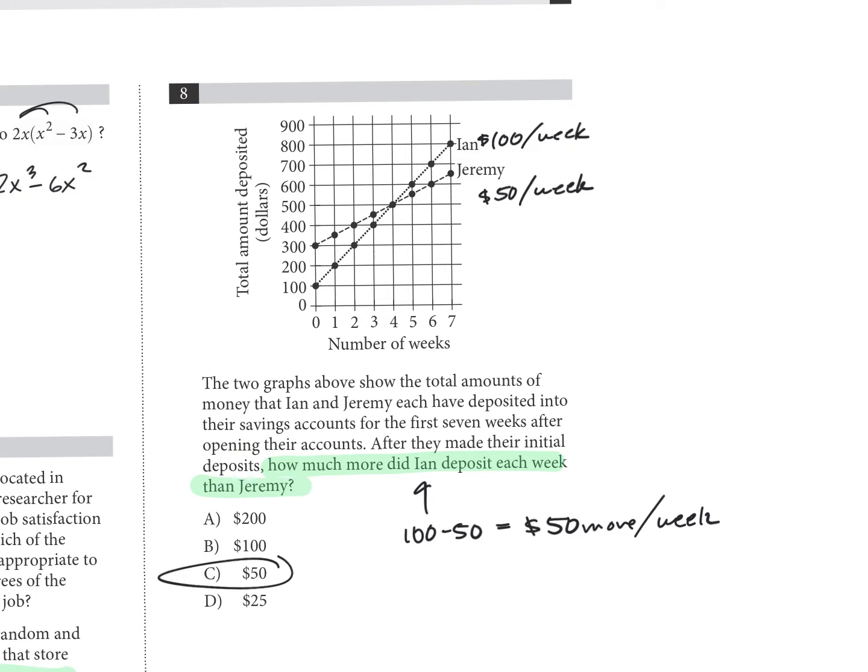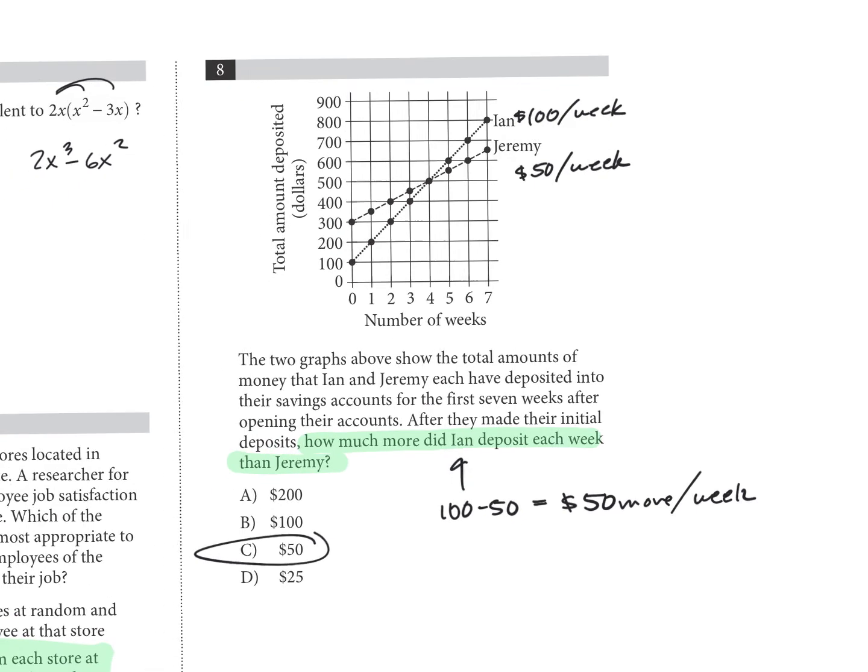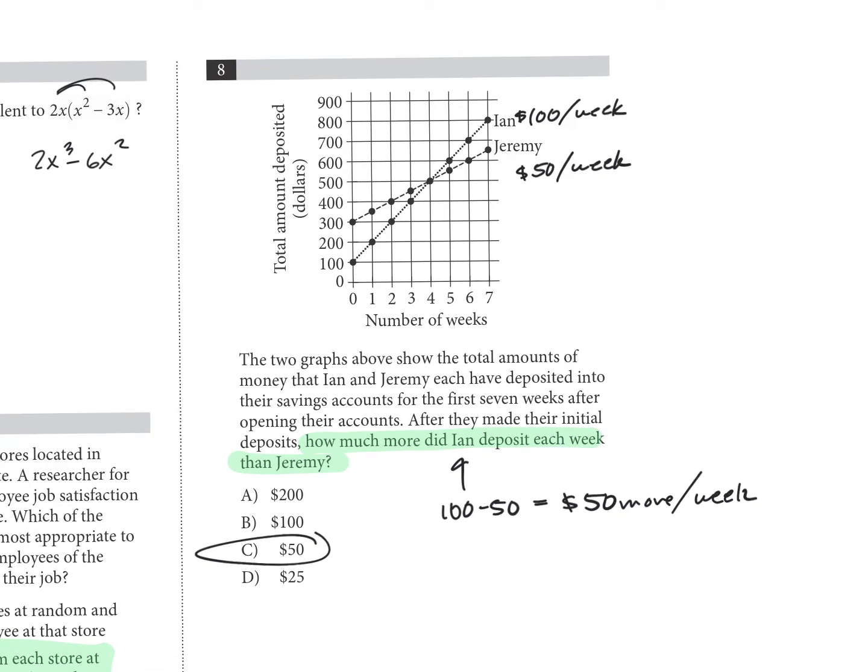Number 8. So you've got two people. The two graphs above show the total amounts of money that Ian and Jeremy have each deposited into their savings accounts for the first 7 weeks after opening their accounts. After they made the initial deposits, how much more did Ian deposit each week than Jeremy?